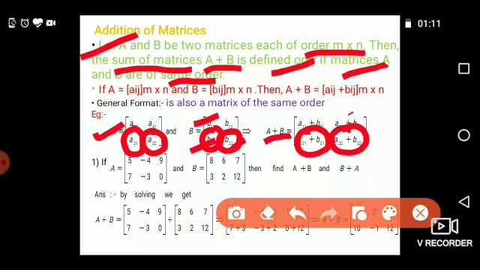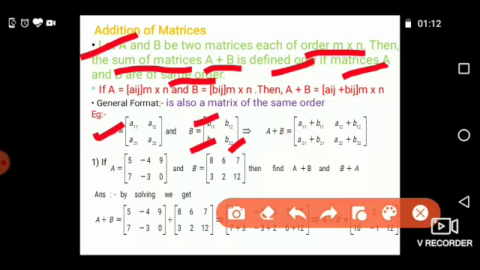Therefore, the existing matrix is also of order 2 cross 2. We have an example here. Let me start with the first example. Let capital A be the matrix. First row elements are 5, minus 4, 9. Second row is 7, minus 3, 0. This is a matrix of order 2 cross 3.